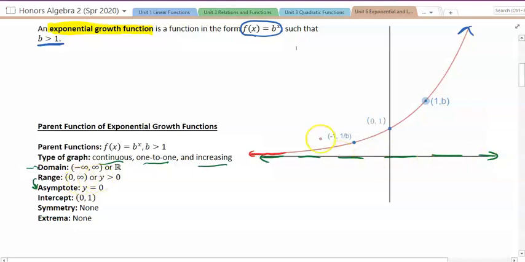And the range is related to that because this graph will be above this x-axis in this case. There is one intercept, and it is the y-intercept at (0, 1). Its symmetry is none. This does not reflect anywhere. It doesn't have point symmetry. And there are no extremes because this graph is always increasing. There is no change in increasing or decreasing.